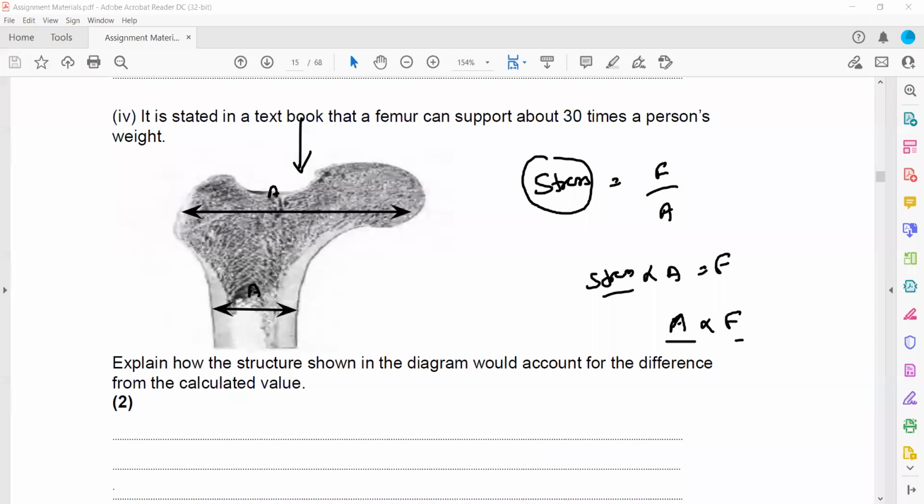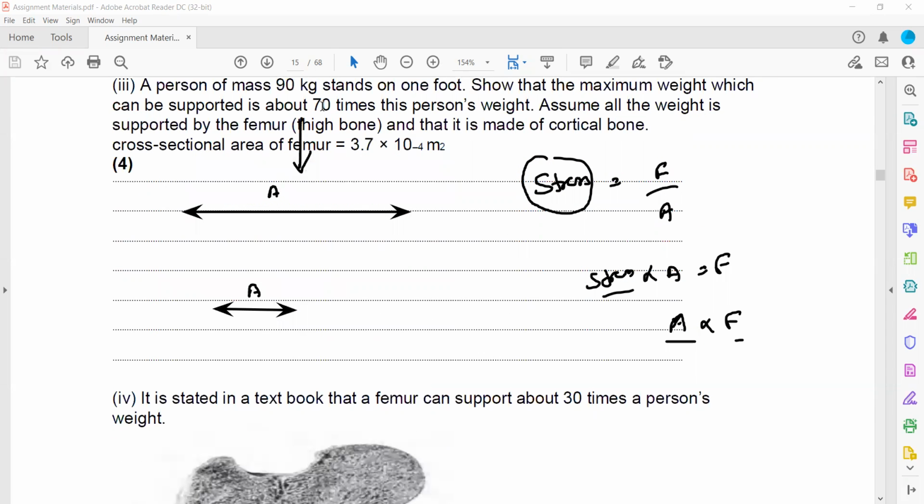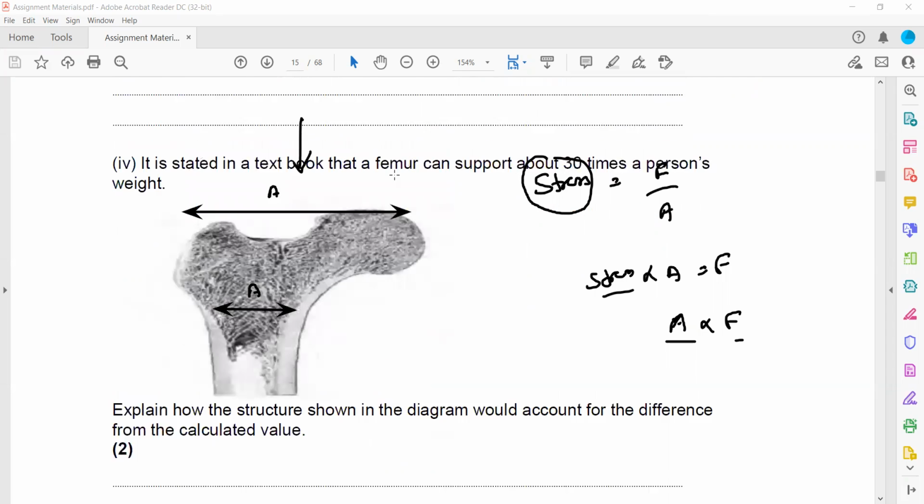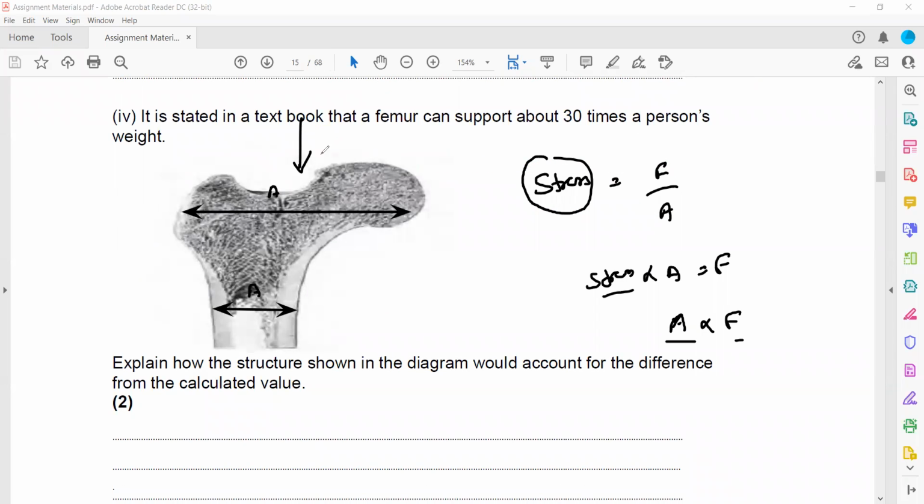But as you can see, the effective area, the area which we used in the previous part, we assumed to be constant. The cross-sectional area of the femur, we assumed to be 3.7 times 10 to the power minus 4. But in reality, it's not the same. It is changing continuously. At this point we have a different area, at this point a different area, and as we move to the top, the area is also changing. So if the area is not constant, the maximum force which this bone can bear will also change. That's why there is a difference between the calculated value and the true value given in the book.